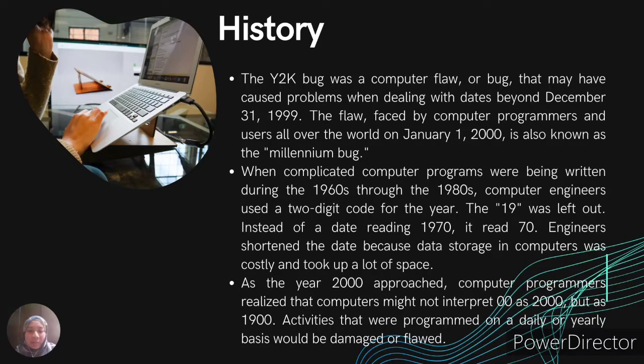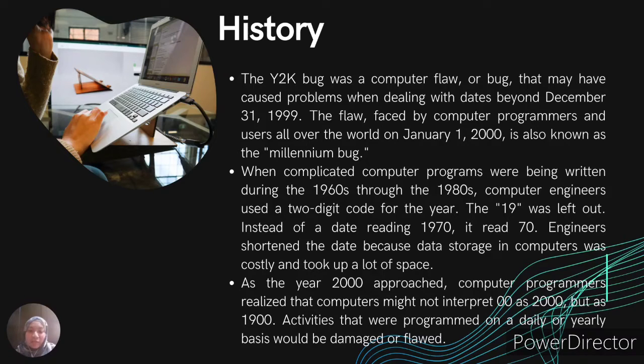When complicated computer programs were written during the 1960s to the 1980s, the computer engineers used a two-digit code for the year. The 19 was left out. Instead of a date reading 1970, it reads 70. Engineers shortened the date because data storage in computers was costly and took up a lot of space.